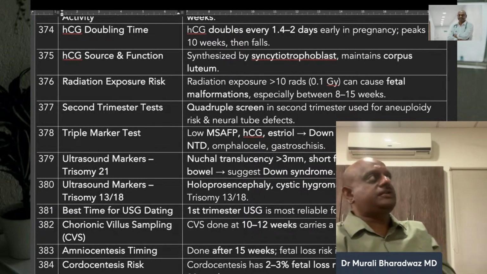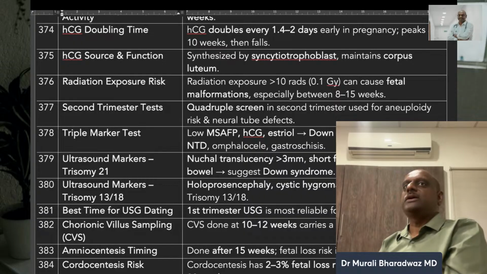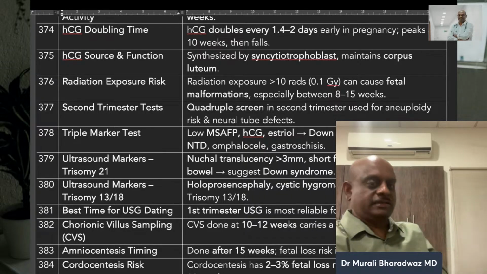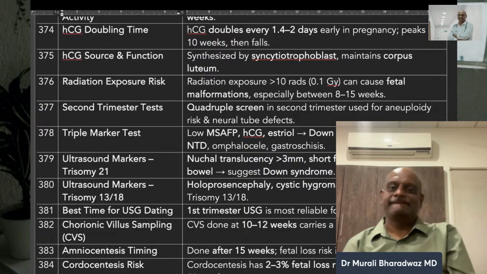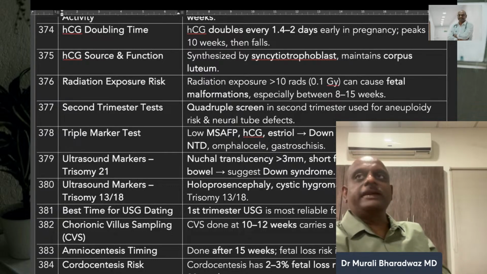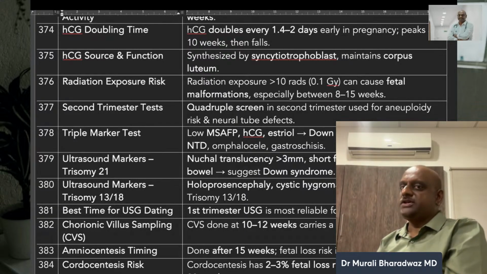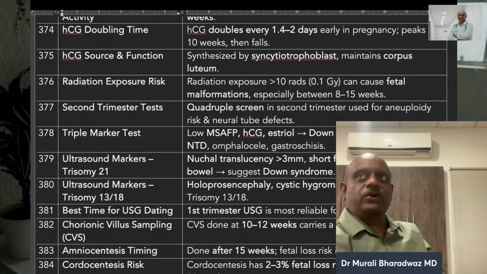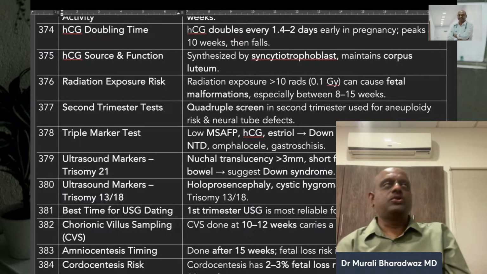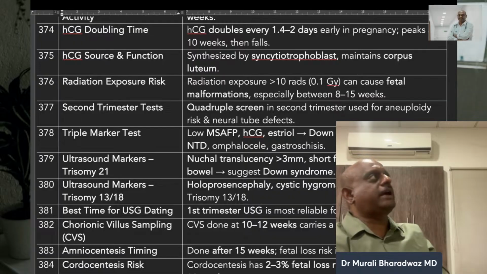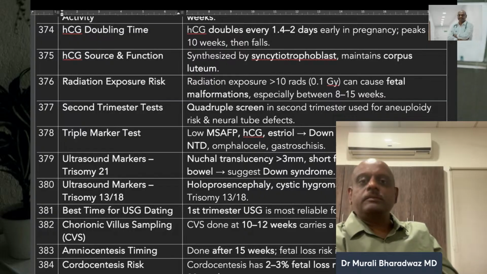What is the quadruple test? I told you the other day, 4 parameters: AFP, HCG, estriol, PAPP-A. When you test those 4, it is called the quadruple test. Now, what is the triple marker?